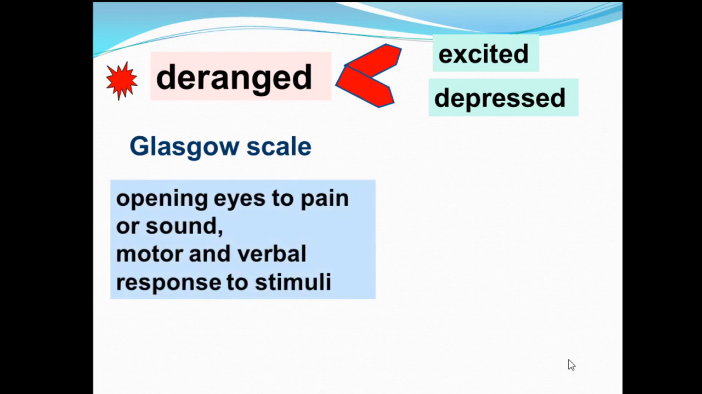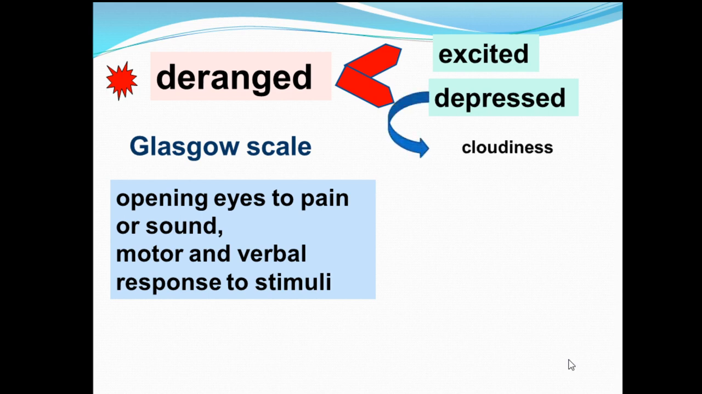I said to you, if the patient answers our questions later and non-adequately, we are talking about deranged consciousness, which is divided into two groups, excited or depressed. Depressed consciousness is divided into some degrees depending on the Glasgow scale. During talking with the patient, we'll pay attention to opening his eyes to pain or sound, motor and verbal response to stimuli.